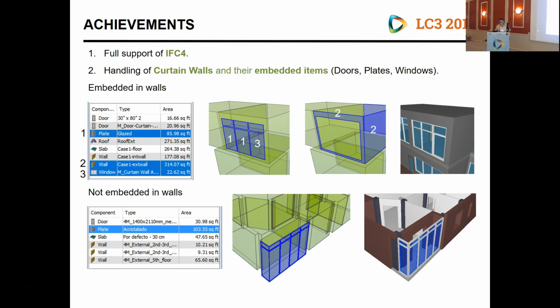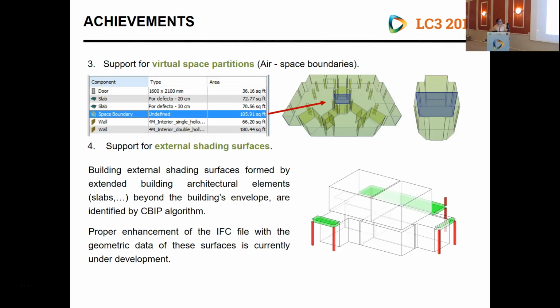This is from the Torre Turina. We also support virtual space partitions, which are the areas where two space volumes are attached without a physical boundary. And of course, the shading surfaces. These are the external surfaces that are parts of building slabs that are extruded, and they shade the building of interest.